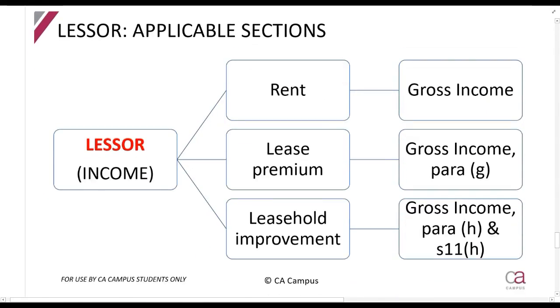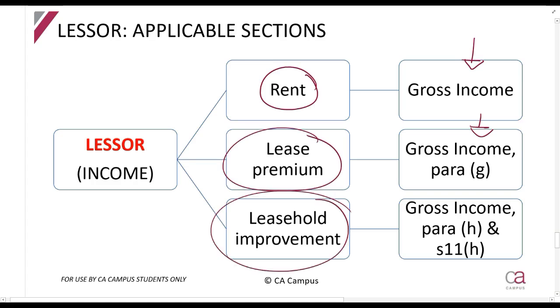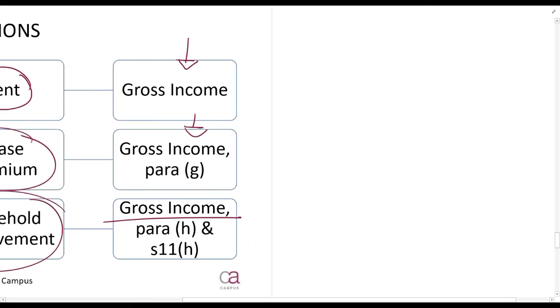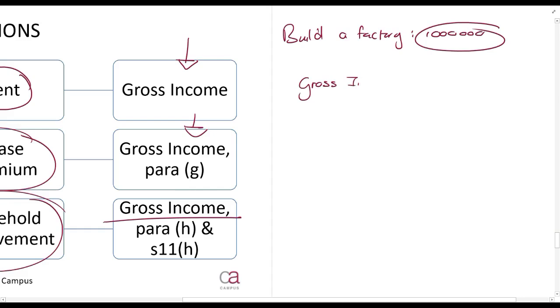Then guys, the lessor, so this is now the person who's the owner of the property, the person who's receiving it. They will receive rent, that will be gross income for them. The lease premium will be gross income for them as well, so you just include it. And then the leasehold improvement, it is gross income. So here we are now said, build a factory for R1 million. That R1 million over there is gross income. But then there's an allowance in Section 11H. Sorry, not an allowance, an exemption.